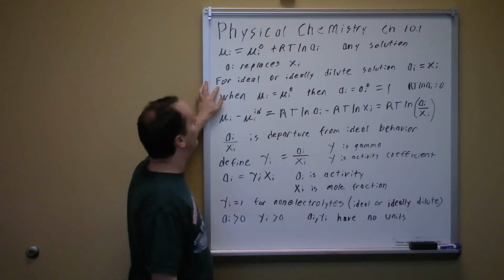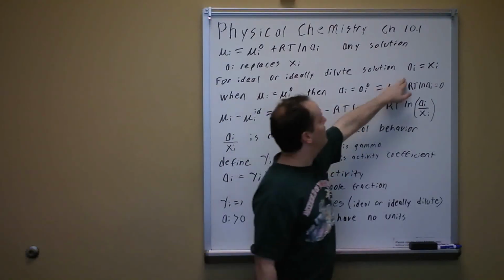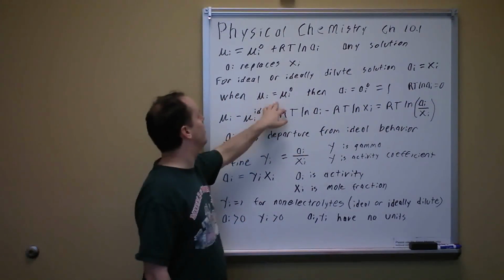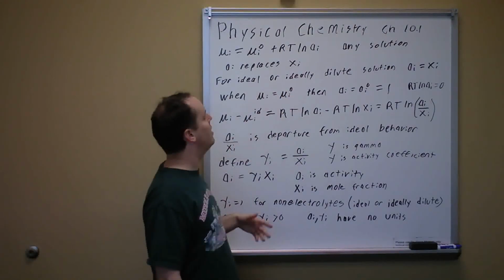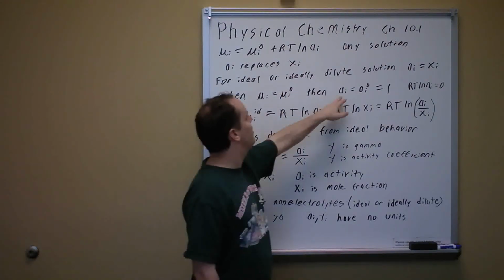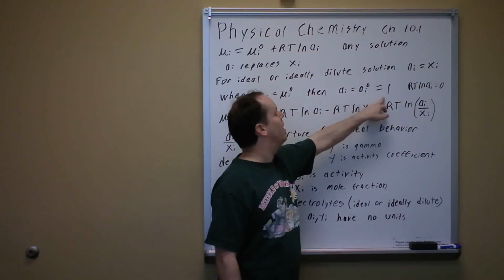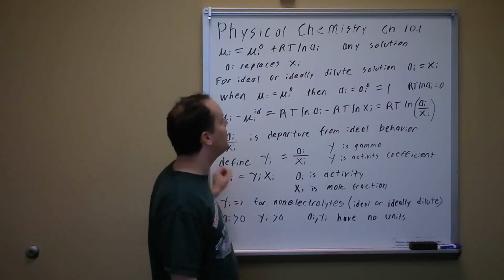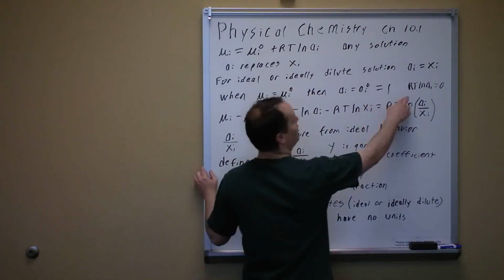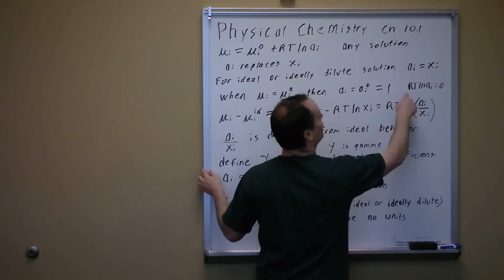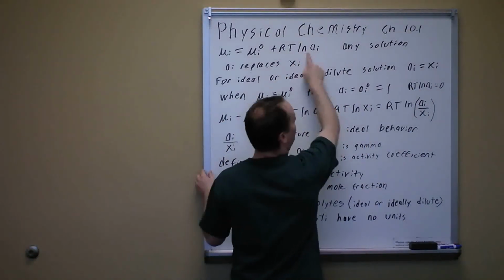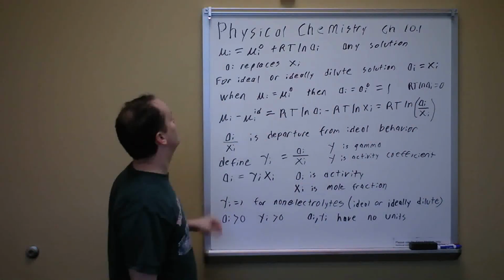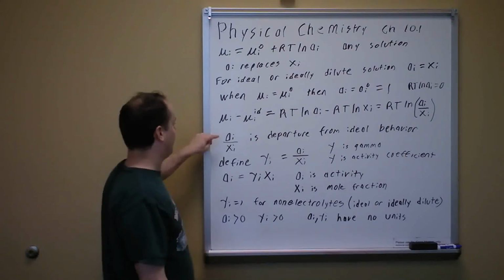Now, if you have an ideal or an ideally dilute solution, then the activity of I is equal to the mole fraction of I. Also, when the chemical potential of I is equal to the chemical potential of I in the standard state, that means you're in the standard state. So a I is equal to a I naught, and that equals 1, because the activity is going to be 1 in the standard state. Now, if you put in natural log of 1, you get 0. So this whole term here, RT natural log of the activity of 1, will give us 0. So that just means that the chemical potential is the same as in the standard state.